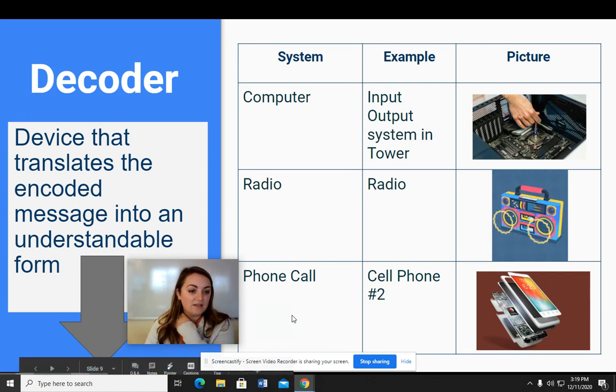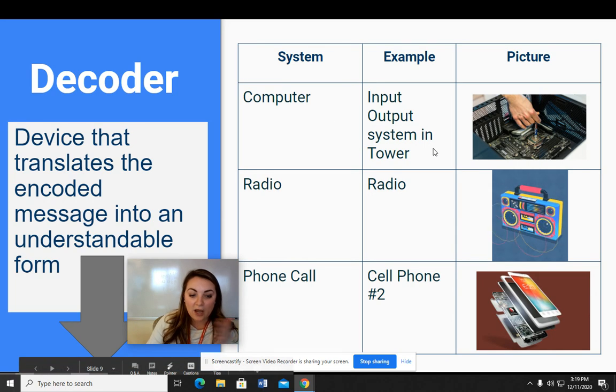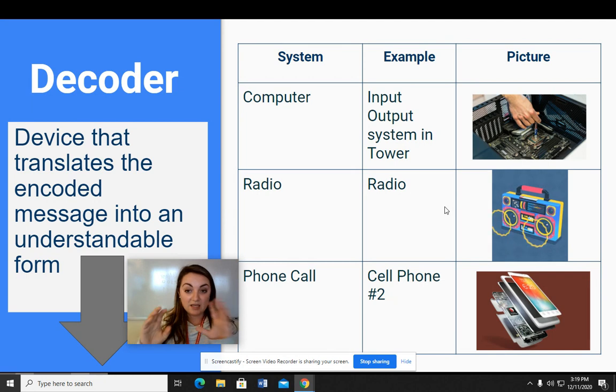And so this is the device that's going to translate that electrical signal back into what we're actually looking for. In a computer, it's the input-output system in the tower. So again, this is what's deciding, okay, we're trying to display on the screen a funny dog video. So the input-output processor is going to say this electrical signal needs to be undone and displayed on the screen so that the human who is watching it can actually understand it, right? I don't speak binary code. I don't speak electrical signals. So I need to actually see the display pop up of my video.